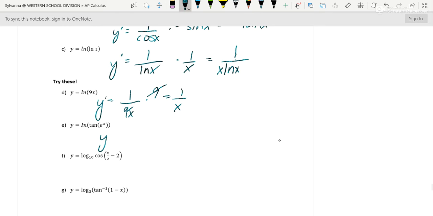The next one, ln of tan e to the x. So we'll take the derivative of ln, which is 1 over whatever we see in the bracket, that's tan e to the x. And then we'll take the derivative of tan. The derivative of tan is sec squared, and then we'll put in whatever's left in that bracket. And lastly, we'll take the derivative of e to the x, which is just e to the x. And that's it.